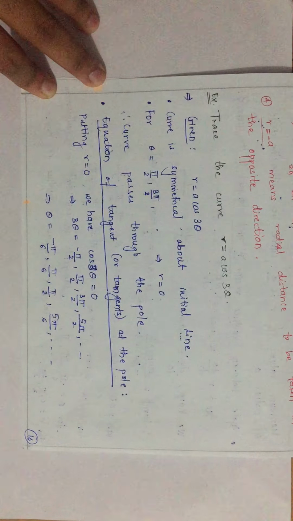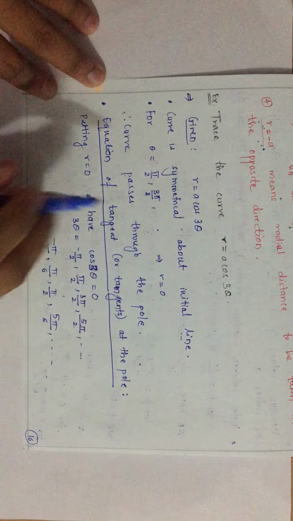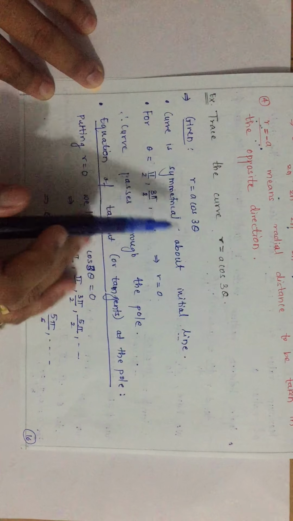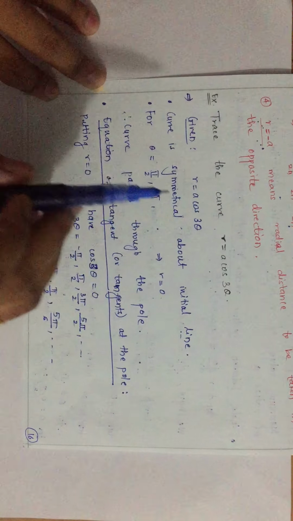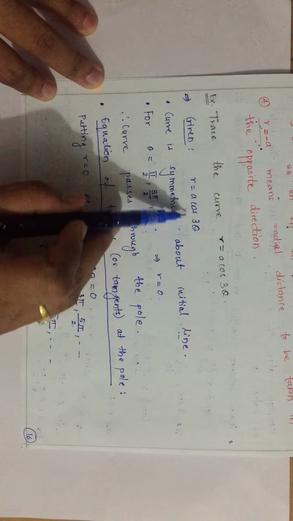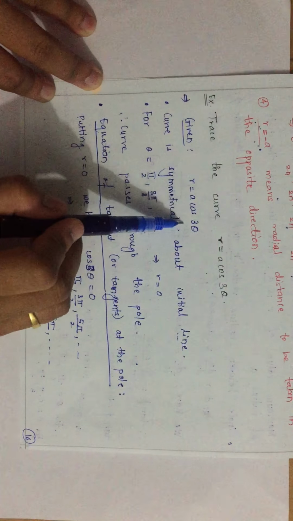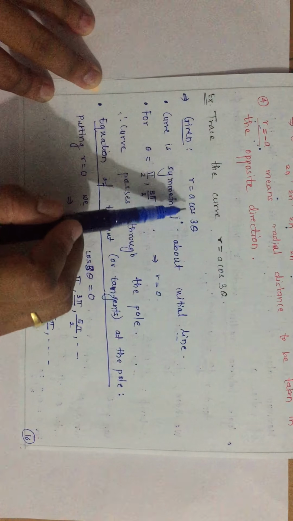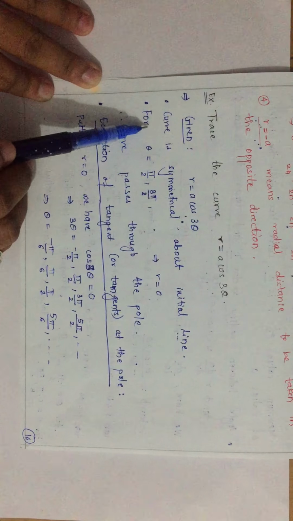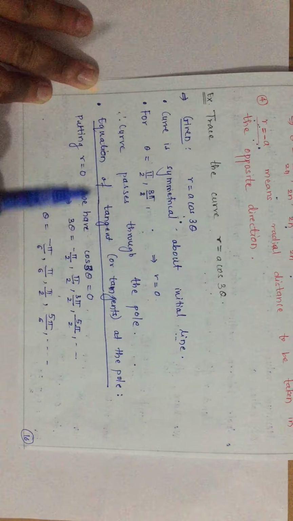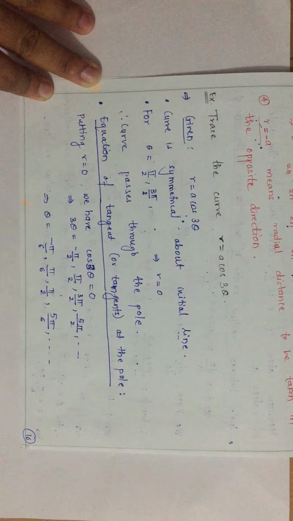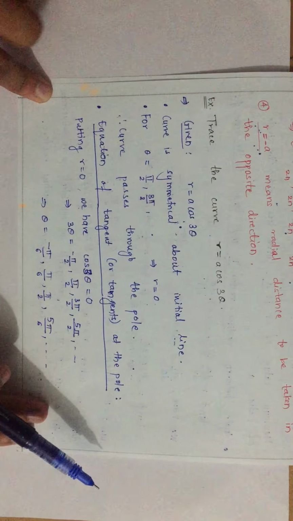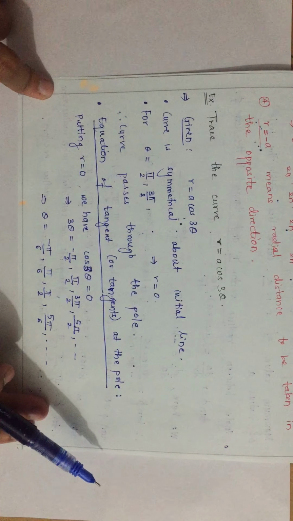For symmetry, we know that if r is equal to a cos 3 theta, it will always be symmetrical about the initial line. If you do not remember, just replace theta with minus theta. Cos of minus theta is cos theta, so we get back the same equation and therefore the curve is symmetrical about the initial line. Next rule says find such values of theta for which r is equal to 0.